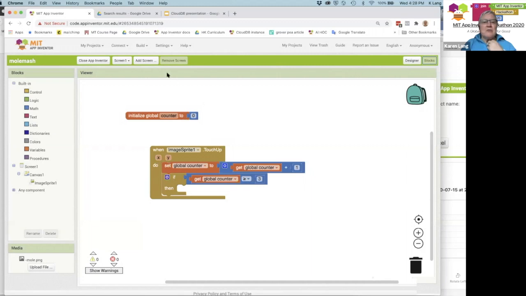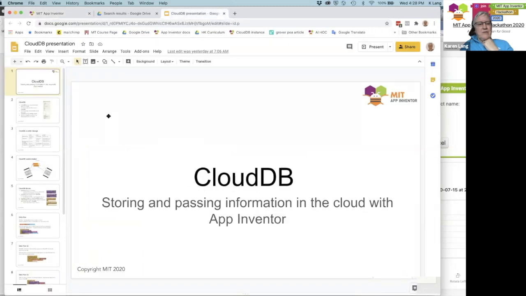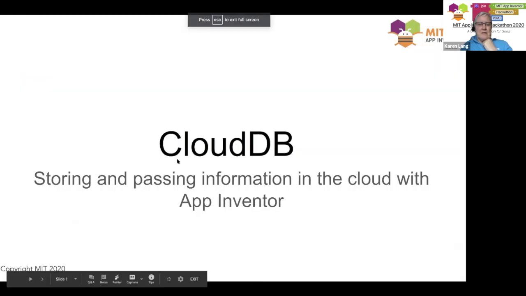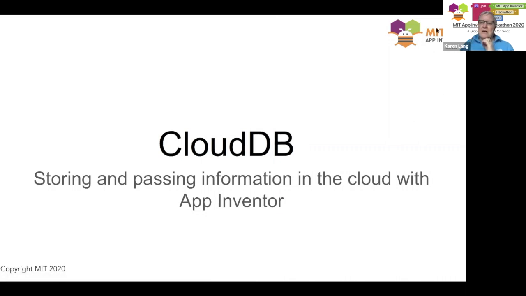Okay, since we're about halfway through, I'm going to go on to CloudDB. So I've got a little presentation here, which I'm going to present. Okay, so CloudDB is App Inventor's database in the cloud where you can store and pass information between devices within an app.